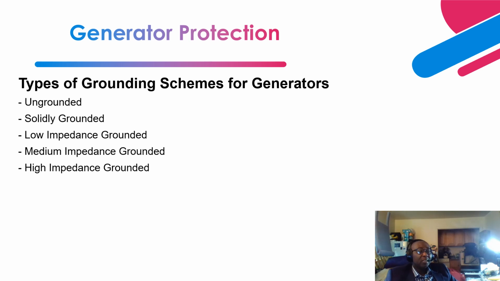Okay, so we have an ungrounded scheme. If you have a delta scheme, it's ungrounded, or you can have a Y that is floating, not grounded. You can have a solidly grounded system. You can have a low impedance grounded scheme, a medium impedance grounding scheme, and a high impedance grounding scheme. But most often than not, we have the ungrounded scheme, solidly grounded, low impedance, and high impedance. Medium impedance is basically not popular in the US. It's mostly popular in Europe and the Asia region.